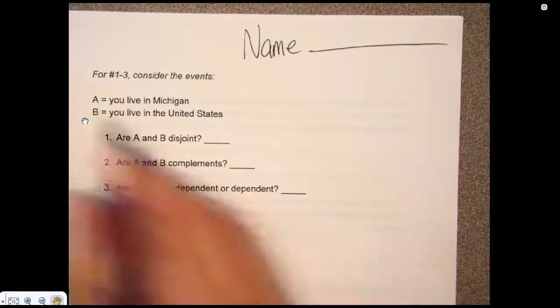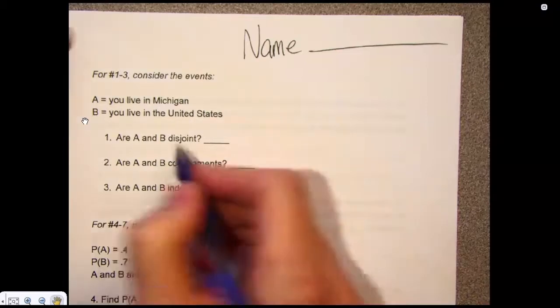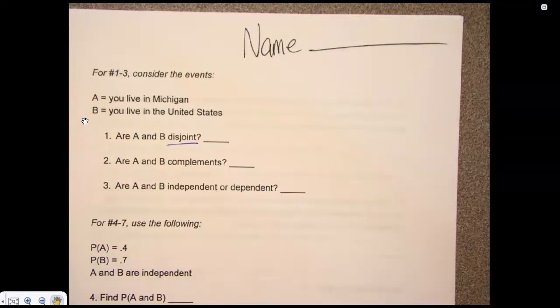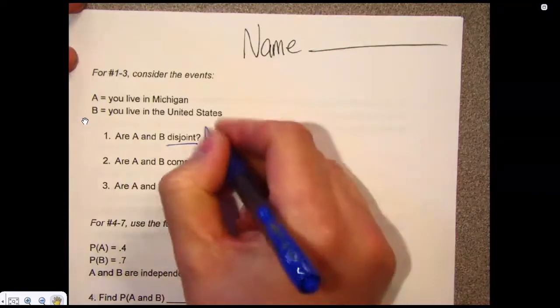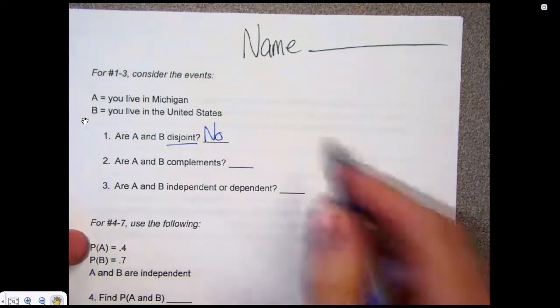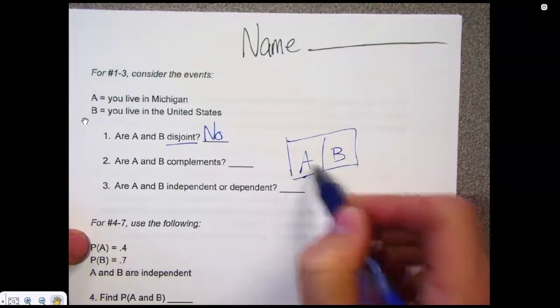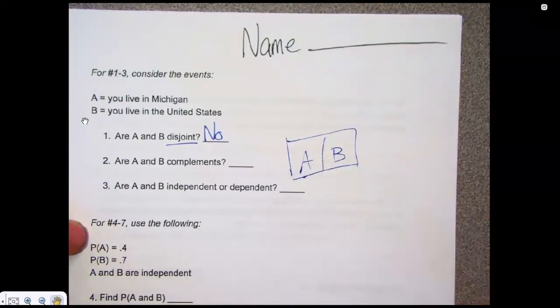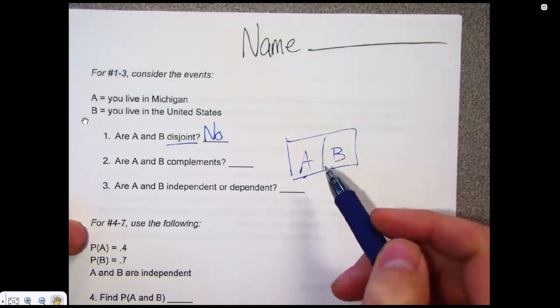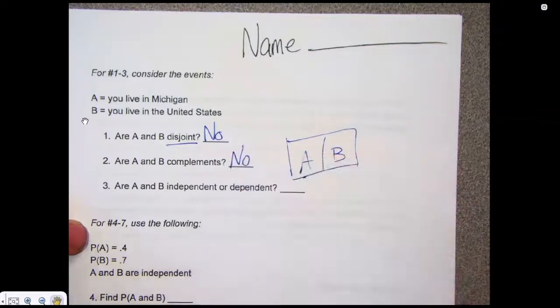So, event A, you live in Michigan. Event B, you live in the United States. Disjoint means that they cannot happen at the same time. You can live in Michigan and the United States at the same time, so they are not disjoint. A and B complements would be like A and B are the only two things that are possible. They fill up 100% of your Venn diagram. That's not true, because there's a huge overlap between Michigan and the United States. So no, they are not complements.